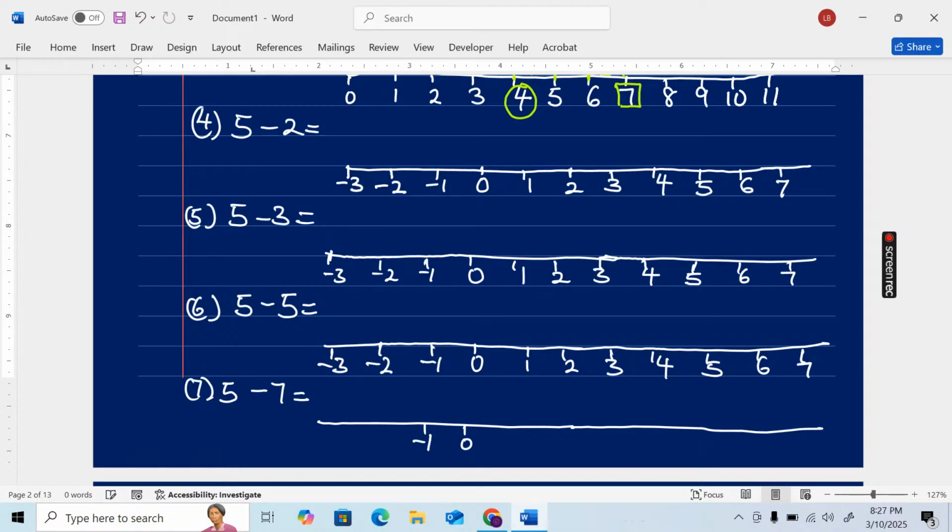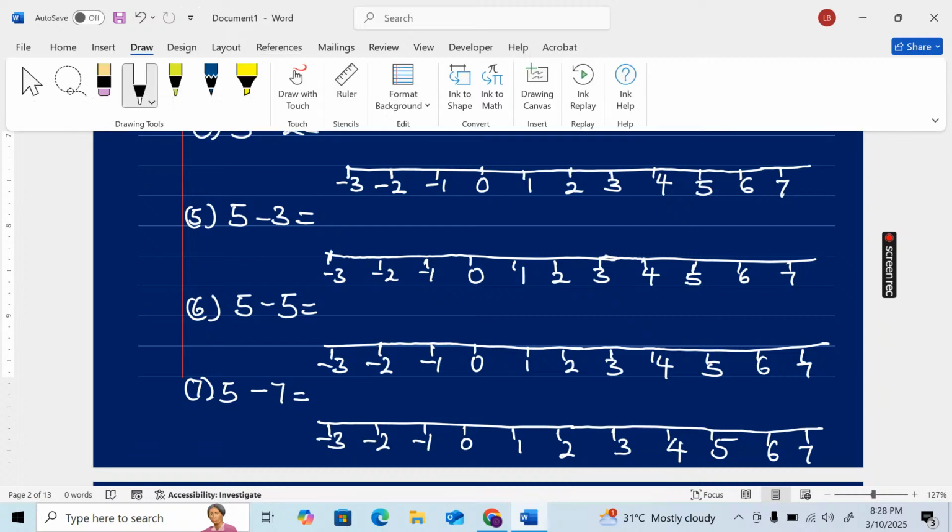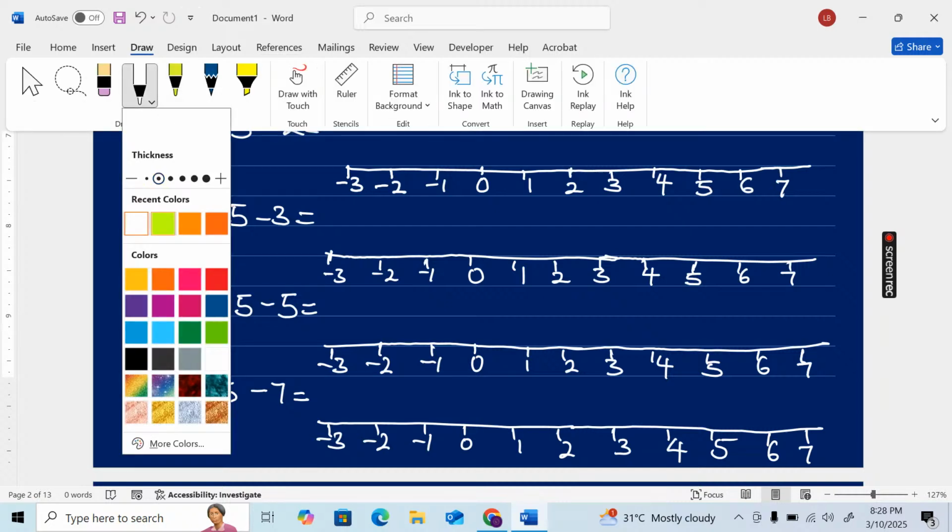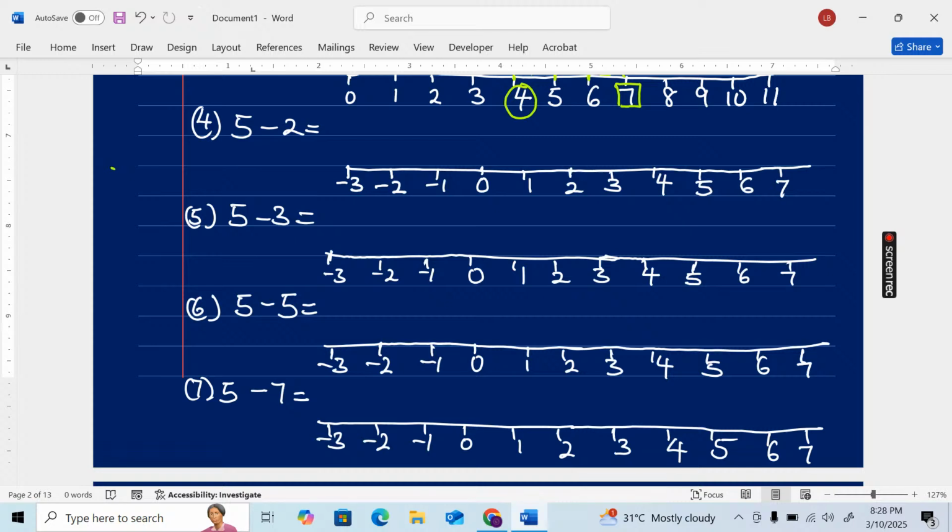The negative numbers -1, -2, -3. So the minus sign shows that a number is negative. The plus sign shows that a number is positive, or if a number does not have any sign, it is positive. Now that we have our number line set, let us start the operation. The next question says 5 minus 2.